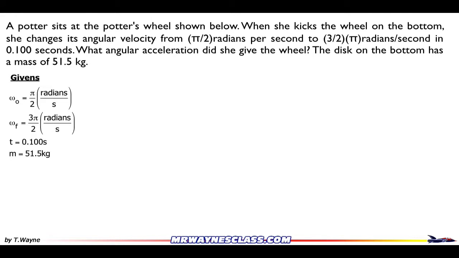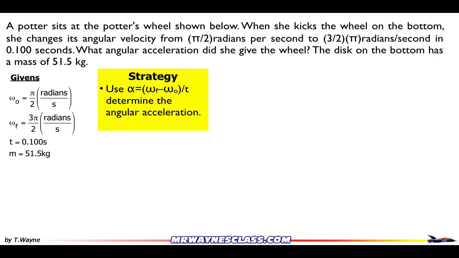The strategy I'm going to use in this case is I'm just going to go with the definition of angular acceleration. So the angular acceleration is the final angular velocity minus the initial angular velocity divided by time, and I'll use that to determine the acceleration. And as it turns out, the mass is just extra information I didn't need. So I'm going to solve with the angular velocity.